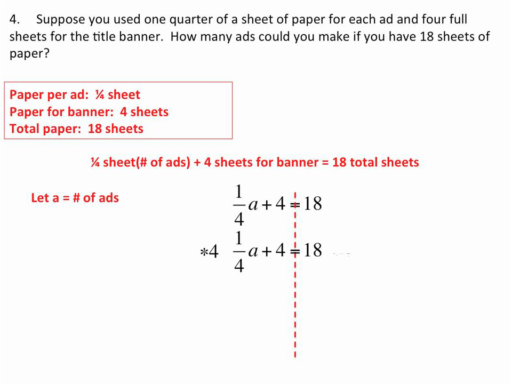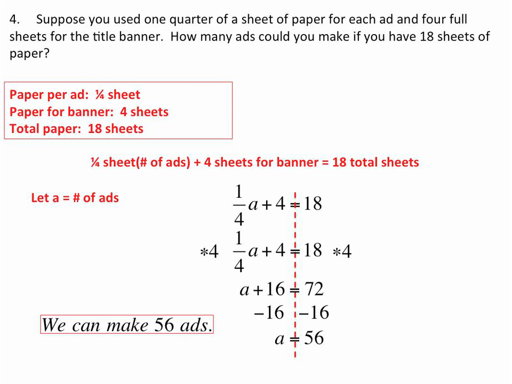All right, I'm going to multiply both sides by 4 to get rid of that fraction. And I'd wind up with simply A plus 16 equals 72. And then I would subtract 16 from both sides, and I'm going to get A equals 56. We can make 56 ads.